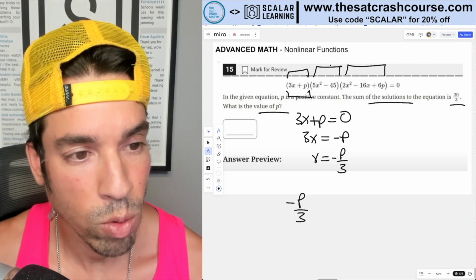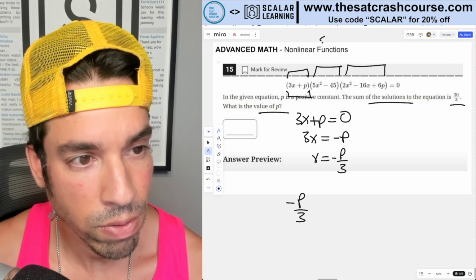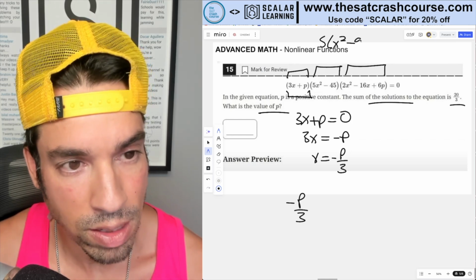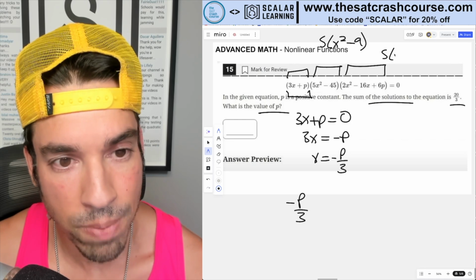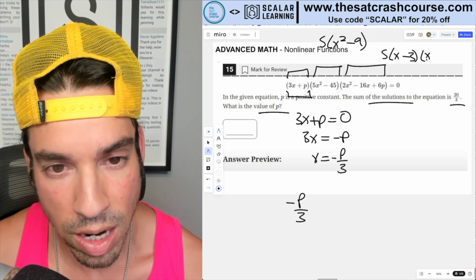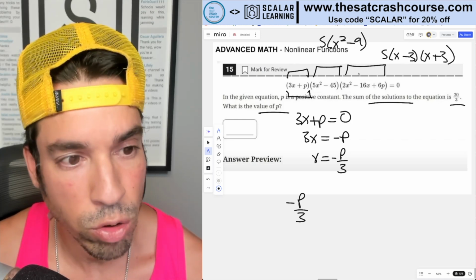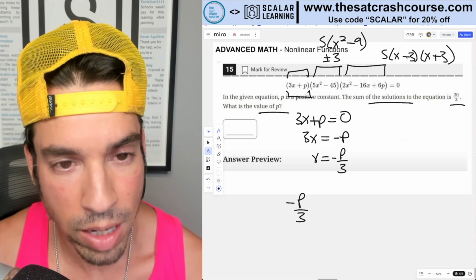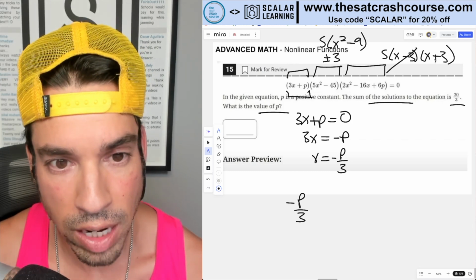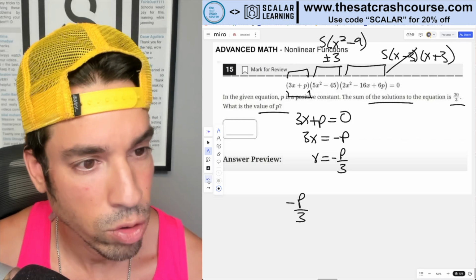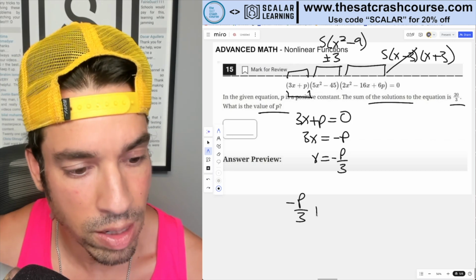What about for this part? Well, to simplify it, I can factor out a 5, and I can say that's x squared minus 9 left inside. Then I can factor that, right? It's a difference of squares, x minus 3, x plus 3. That means my two solutions there are plus or minus 3, right? 3 here will zero this out, negative 3 here will zero this out, etc. So those are my two solutions, positive and negative 3.